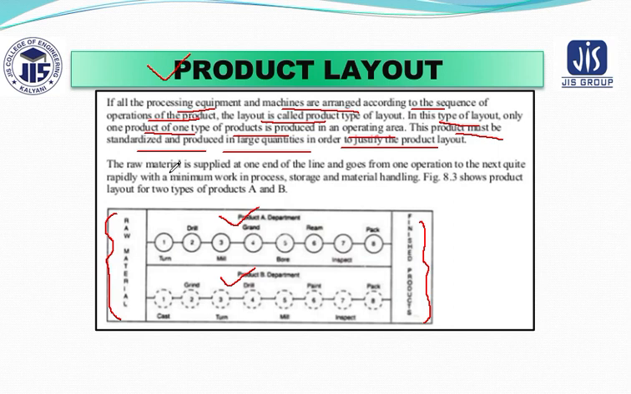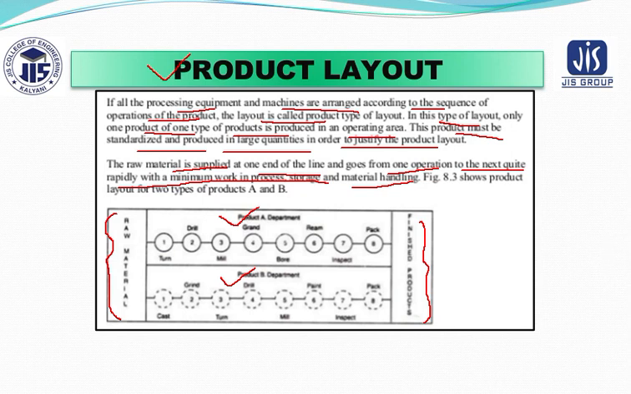Now the raw material is supplied at one end of the line and it goes from one operation to the next quite rapidly with a maximum working process. Sometimes there is storage also, and material handling also occurs. So you can see this is the process of product layout.